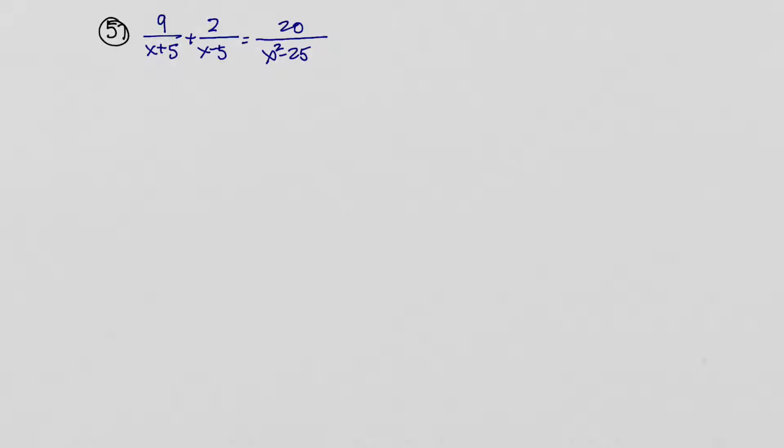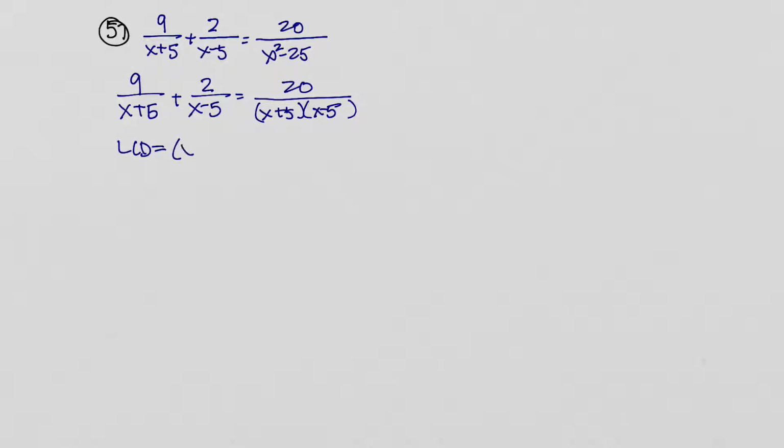So in this problem, let's start by factoring this denominator over here. So we're going to get 9 over x plus 5 plus 2 over x minus 5 equals 20 over, what do you know, x plus 5, x minus 5. That's a surprise, isn't it? Now look at the LCD. The LCD is going to be this x plus 5, x minus 5.